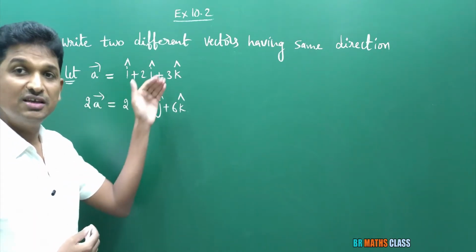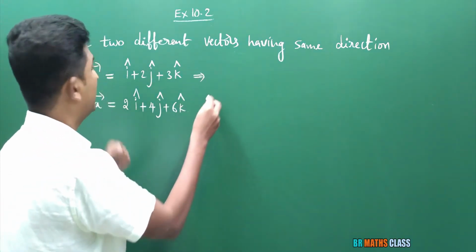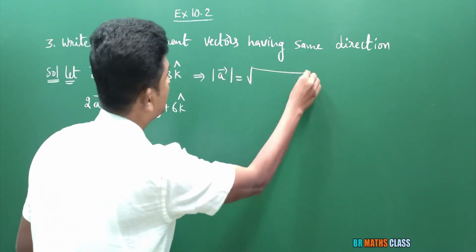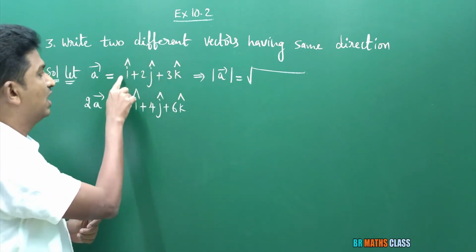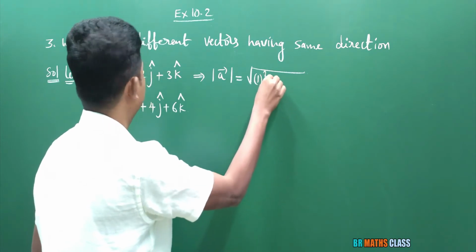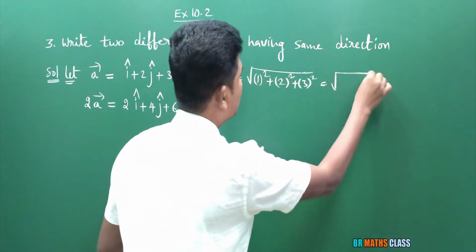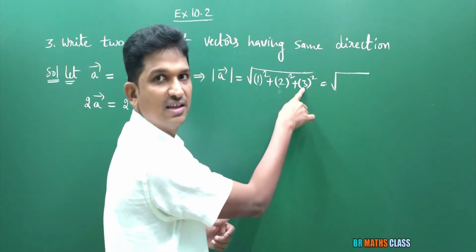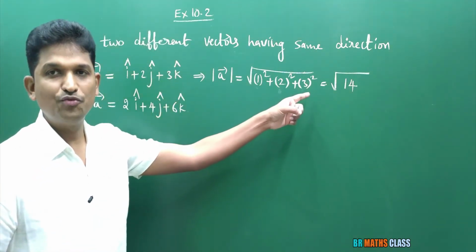Now the question is, are their magnitudes different or not? I'll calculate here. See, magnitude of a bar. What is the magnitude of a bar? Root over, what are the scalar components of a bar? 1, 2, 3. So what is its magnitude? 1 square plus 2 square plus 3 square. Root over 1 plus 4, that is 5. 5 plus 9, that is 14. So the magnitude of a bar is root 14.